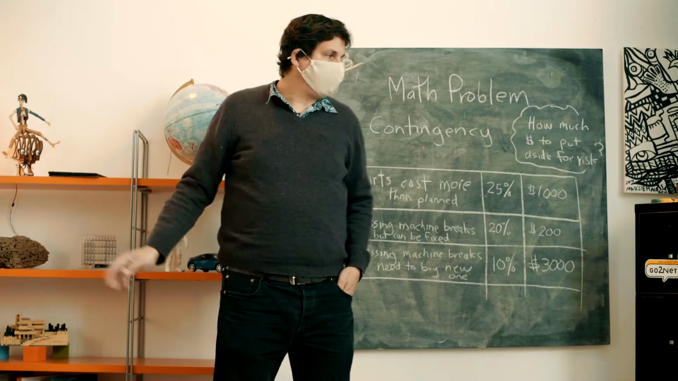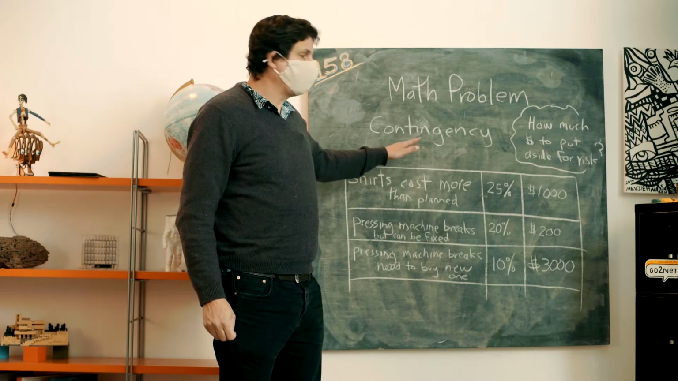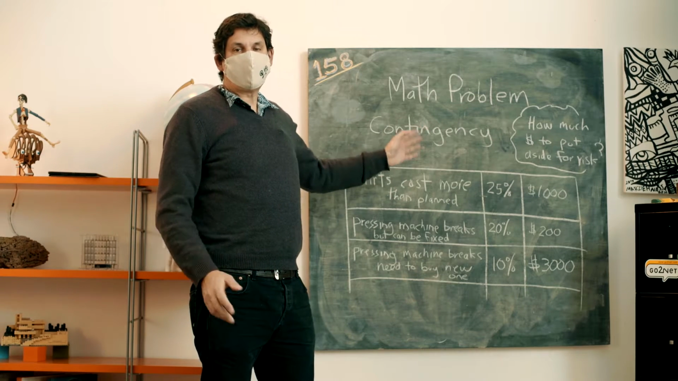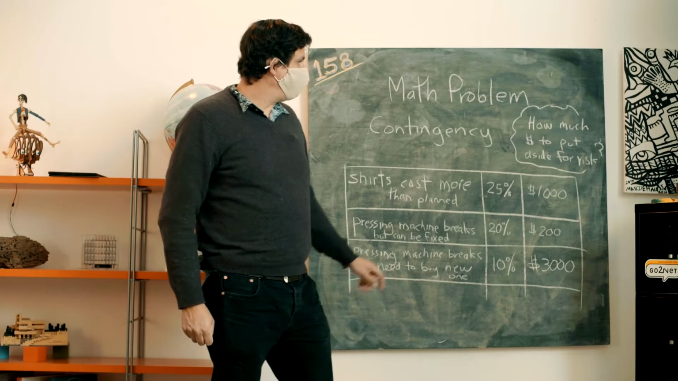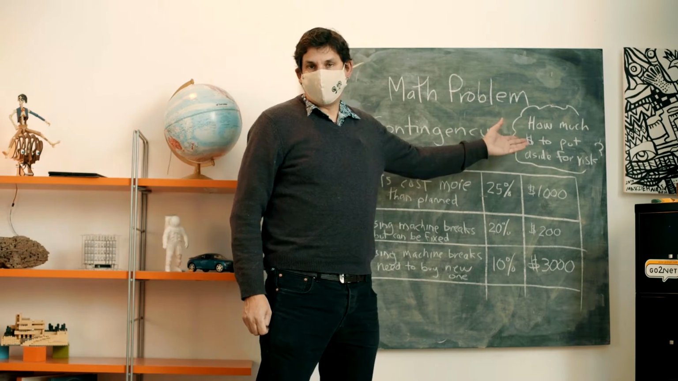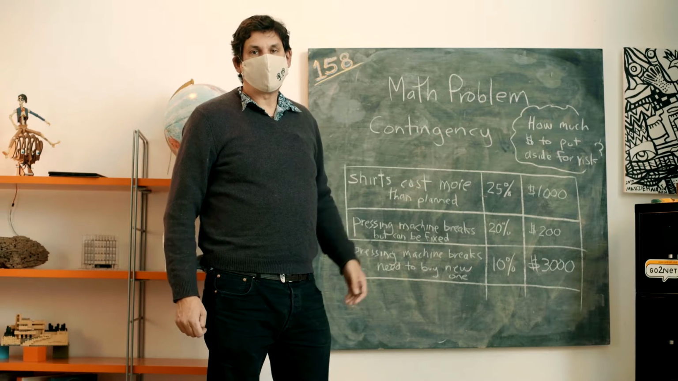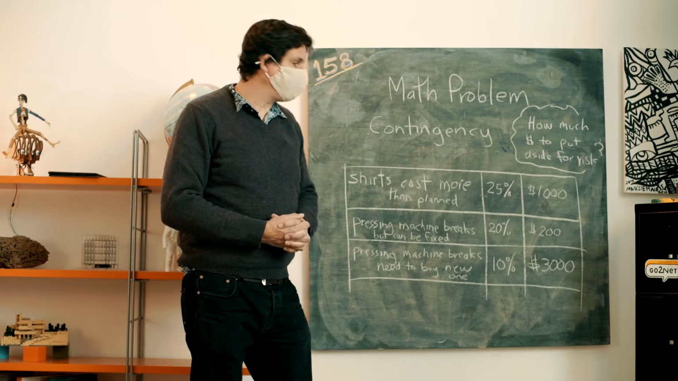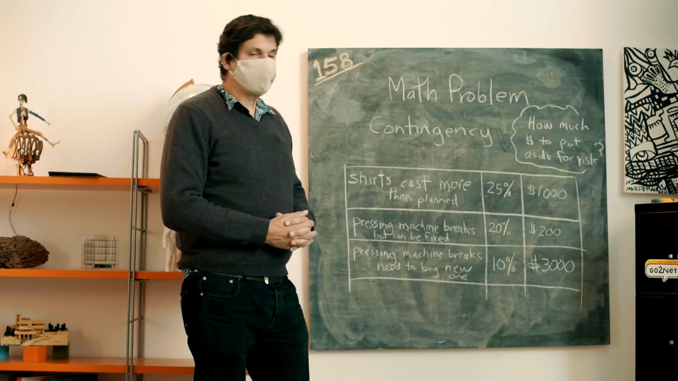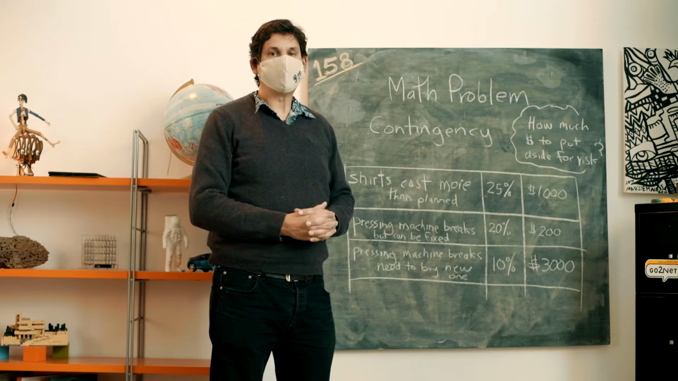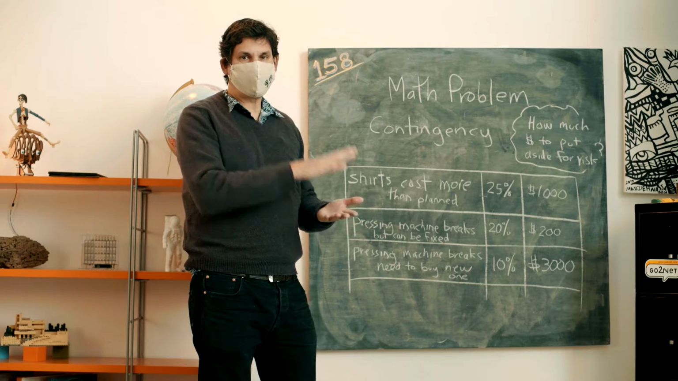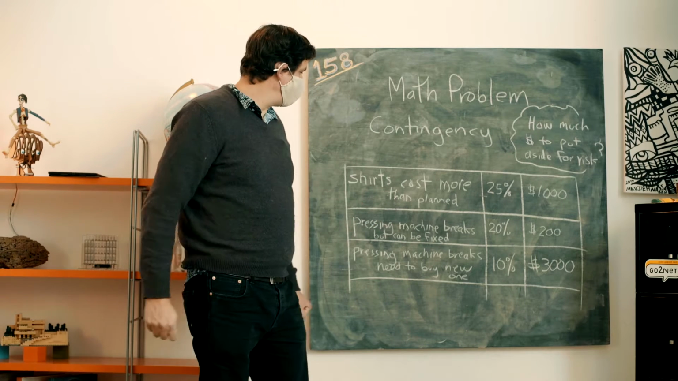So our math problem today is looking at something called contingency. This is the concept of when you're starting a business, you want to have a bit of money you put aside in case some bad things happen, some unexpected risks take shape on your project. With the t-shirt business, a couple of youth created a t-shirt business. They're buying the shirts. They have a press that puts the designs onto the t-shirts.